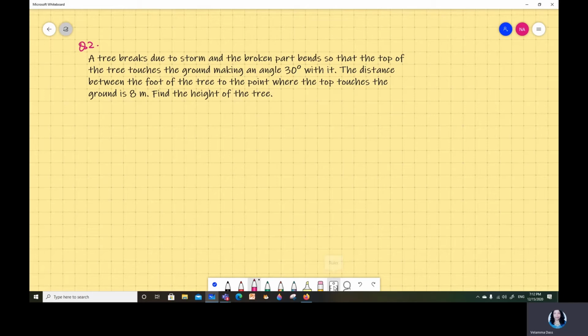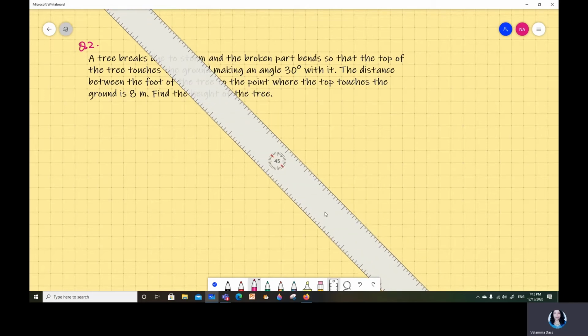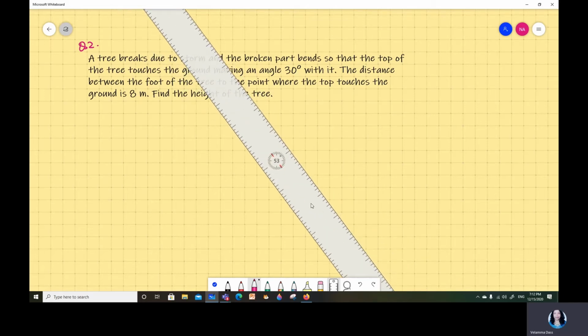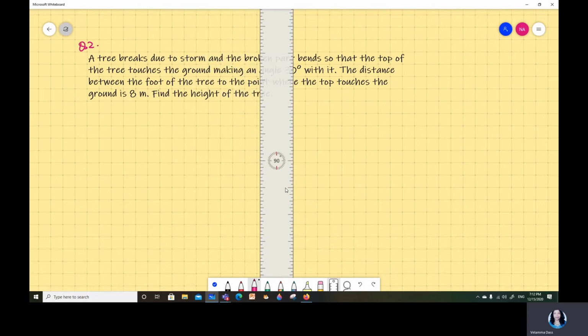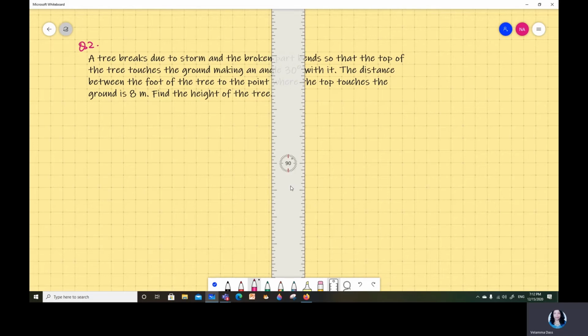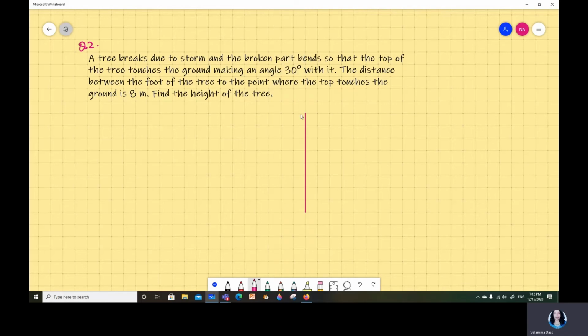So here it is necessary that you draw a tree. So let's draw a tree first. Let's try to interpret the figure, that's very important. I have taken a 90 degree angle, and I have drawn a tree. So let's assume that AB is a tree. Now a tree breaks due to storm. So A is the top of the tree and B is the foot of the tree. And let me draw the ground level also.